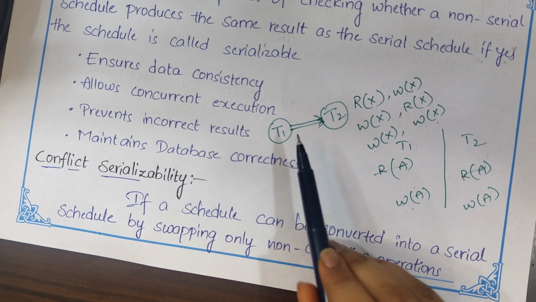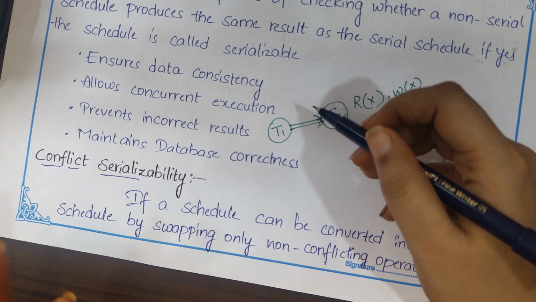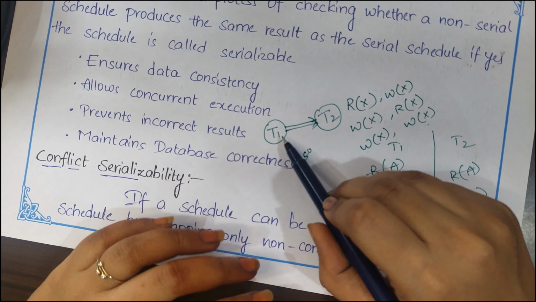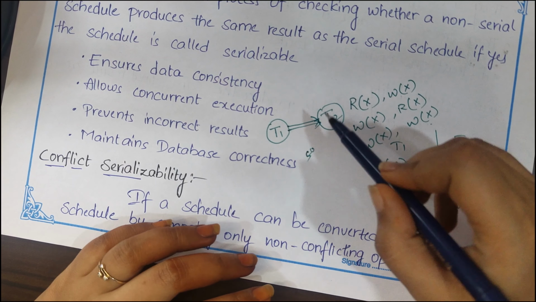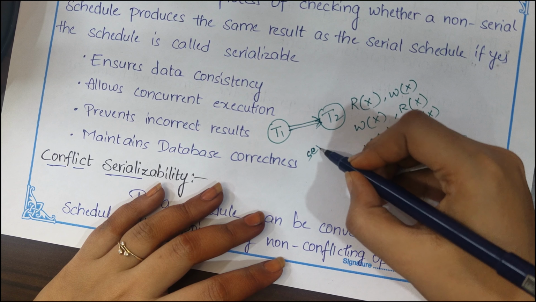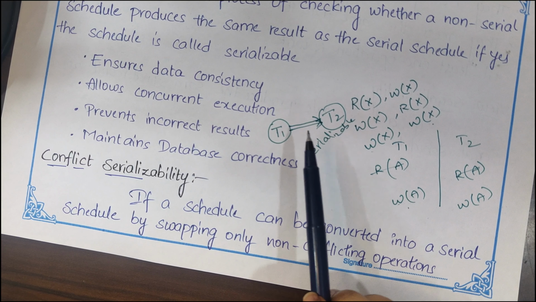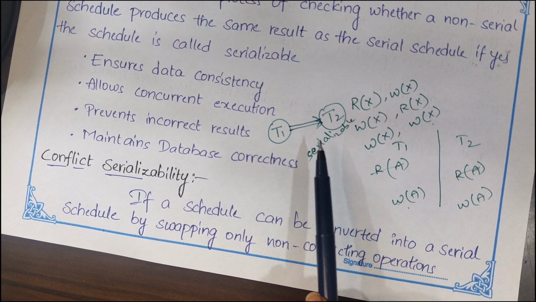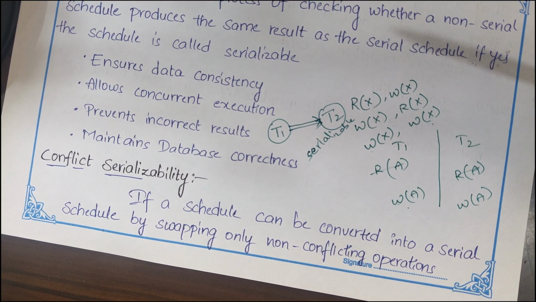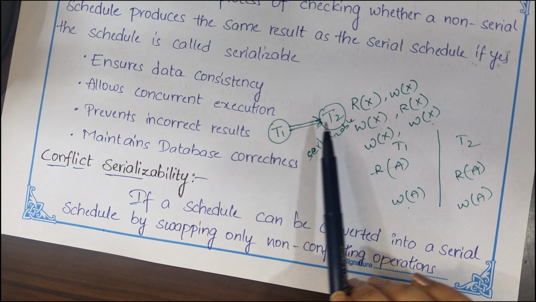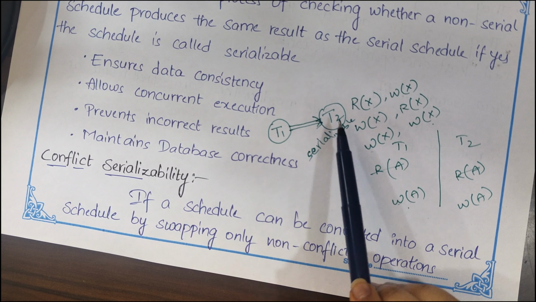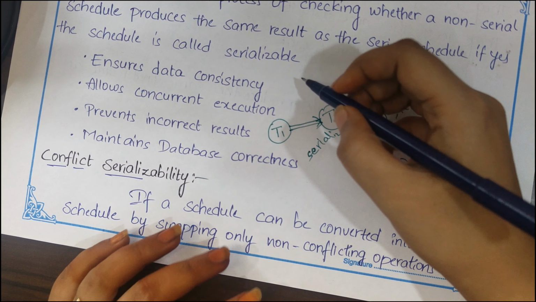This is not a cycle. See, there is no cycle here. Because it is not having any loop or a cycle in that, we can say that it is serializable. If there is a chance of having a loop or something like that, then we can say it is not serializable. Using this, we can say which transaction is happening first and which is happening next, right?